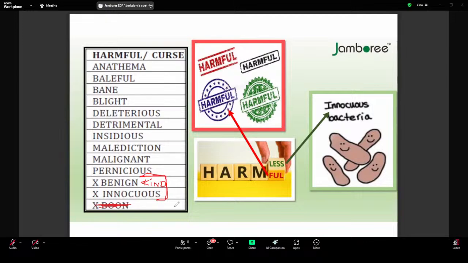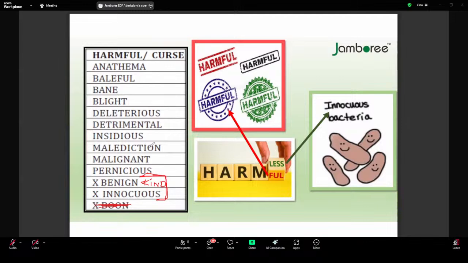Maybe curse. Curse for which one? The top line says harmful slash curse. So these are maybe opposites, right? So boon is put as the opposite of curse, along with benign and innocuous. Kind is another meaning, but I understand innocuous and harmless. But boon is not harmless. That doesn't make any sense, because boon is positive.